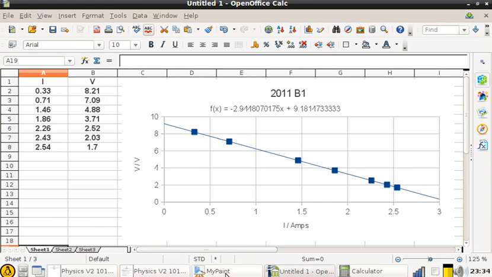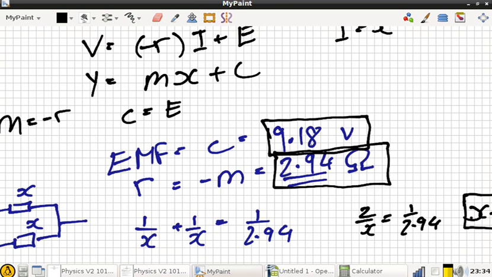If the total EMF is 9.18, then the EMF in each cell is still 9.18, because as you should remember, when voltages are in parallel, they should be the same. In other words, when you split a wire, you don't split the voltage, not like the current.